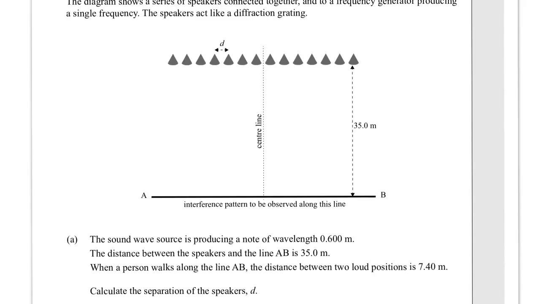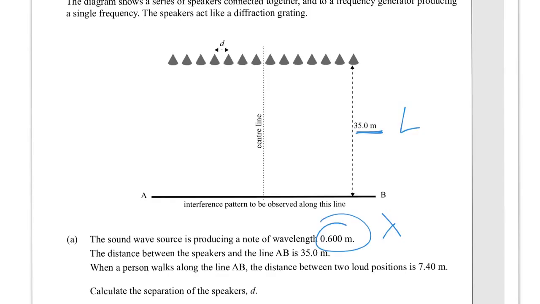If we scroll down to question A, the sound wave source is producing a note of wavelength 0.600 metres, so that's 60 centimetres if you put it in your mind in a way that makes nice sense. So 60 centimetres. In fact we should write that down as our wavelength. The distance between the speakers in the line is 35 metres. That's shown there in the diagram, and that's our L measurement if you're considering the formulas.